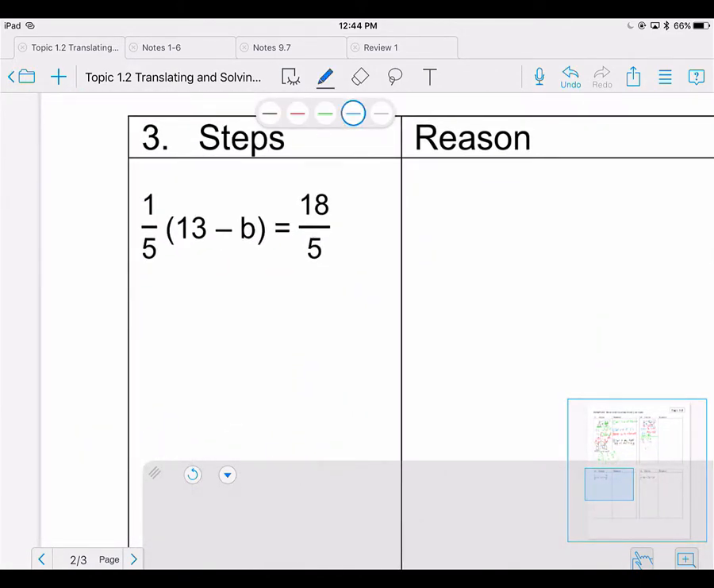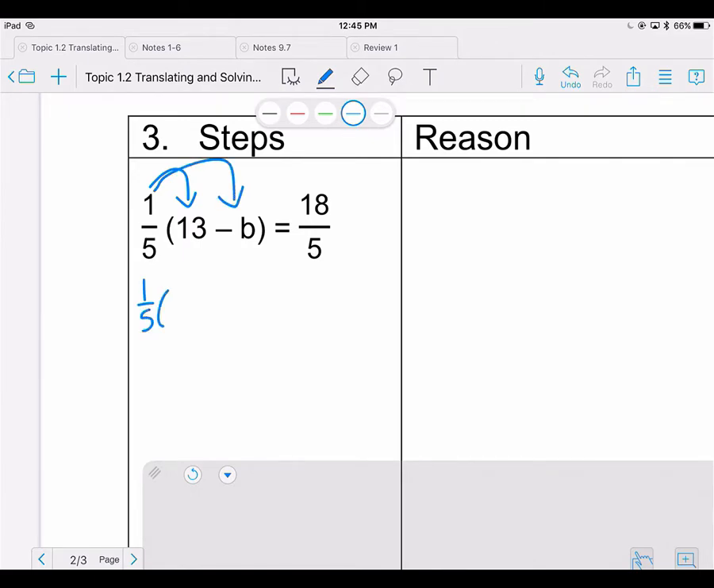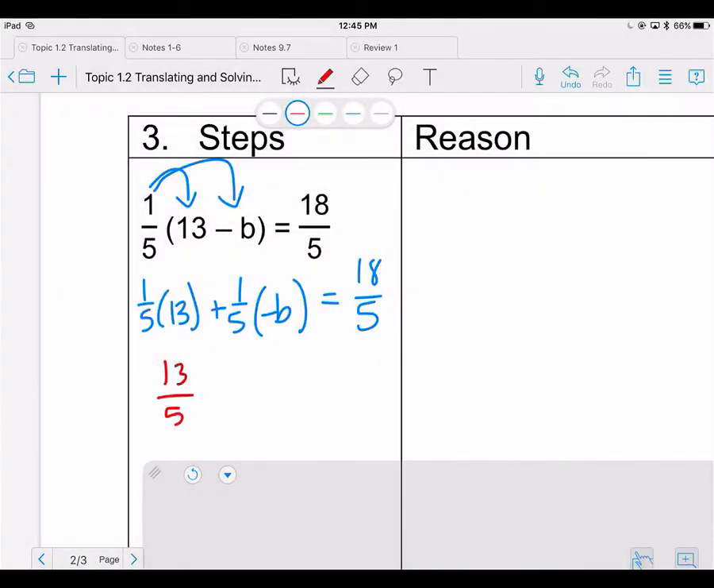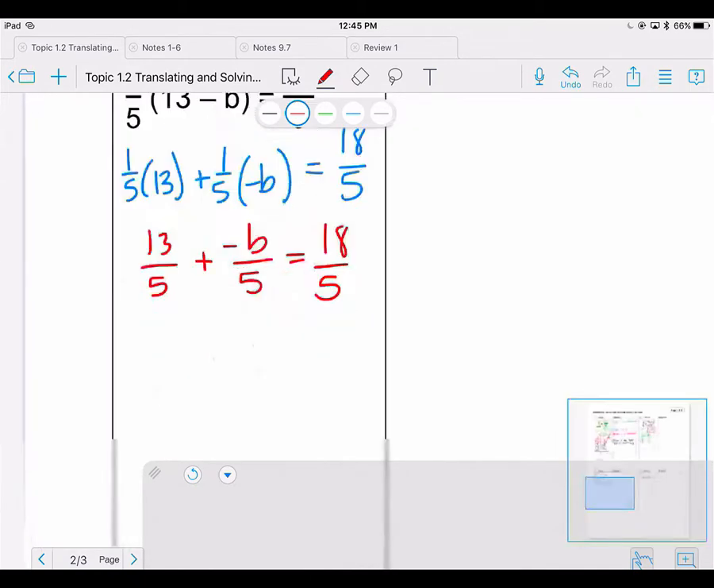Problem 3. We take 1/5 and distribute it. So 1/5 times 13, 1/5 times negative b, and that equals 18/5. Okay, so make sure you are distributing that. 13 times 1/5, we'll just say it's 13/5. And then this is negative b over 5 equals 18 over 5.